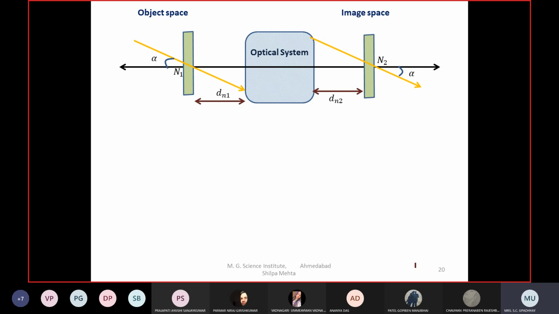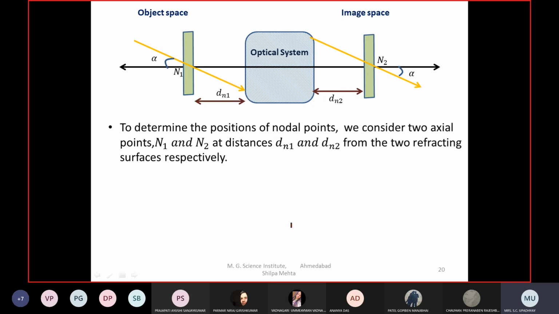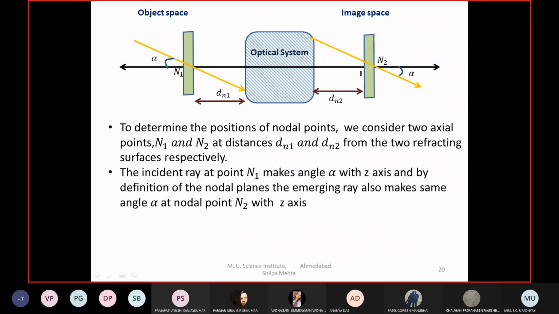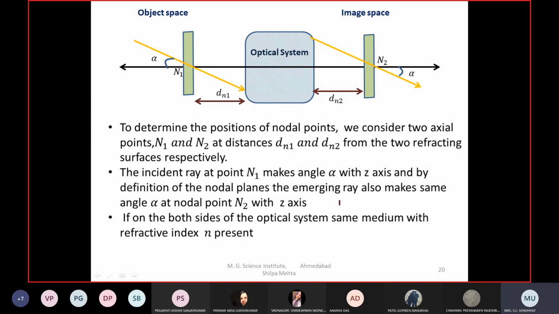Now similarly we are going to find the values of dn1 and dn2, and for that, which equation are we going to use? Let us consider we concentrate on these points n1 and n2. At these two points n1 and n2, what is the angle? It is alpha. So the incident ray at point n1 makes angle alpha with the z axis, and by the definition of nodal plane the emerging ray also makes the same angle at the nodal point n2 with the z axis.